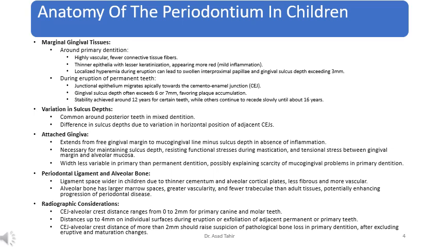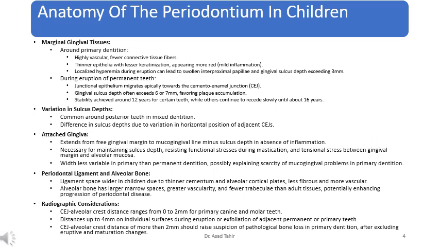Width less variable in primary than permanent dentition, possibly explaining scarcity of mucogingival problems in primary dentition. Periodontal ligament and alveolar bone. Ligament space wider in children due to thinner cementum and alveolar cortical plates, less fibrous and more vascular. Alveolar bone has larger marrow spaces, greater vascularity, and fewer trabeculae than adult tissues, potentially enhancing progression of periodontal disease.